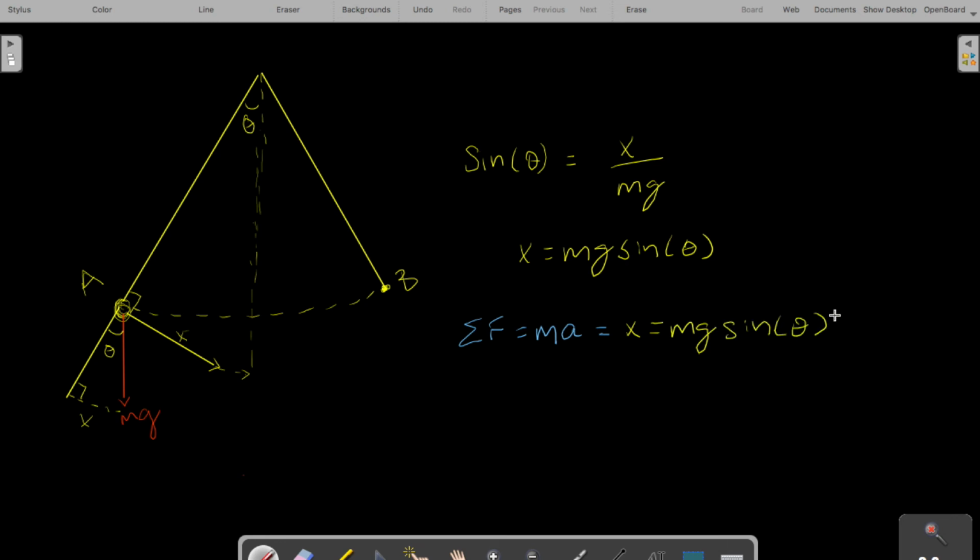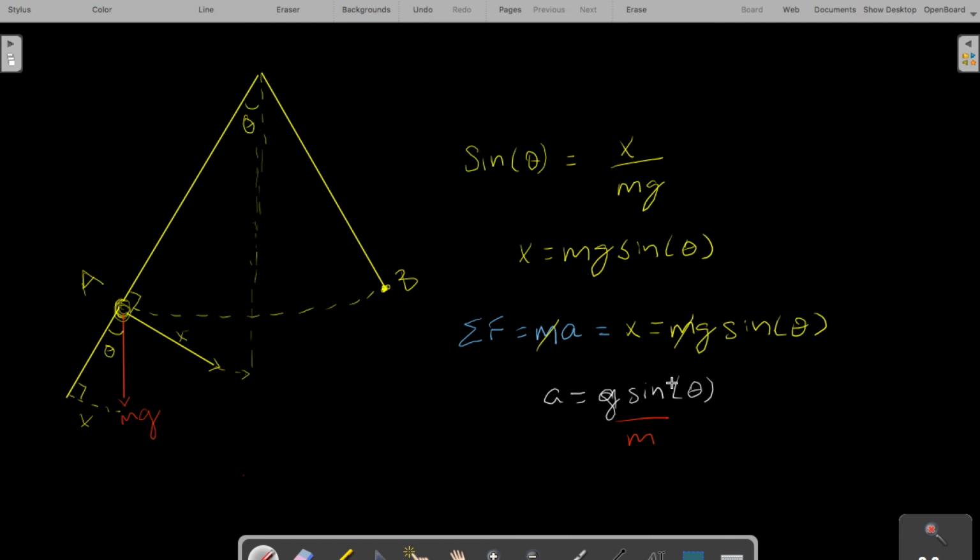Now what Peter Parker said was that mass cancels out, and we're left with linear acceleration equaling g sine theta. Now, why was Flash wrong? Other than the fact that he didn't say that masses cancel out, he said g sine theta over m. This is wrong.